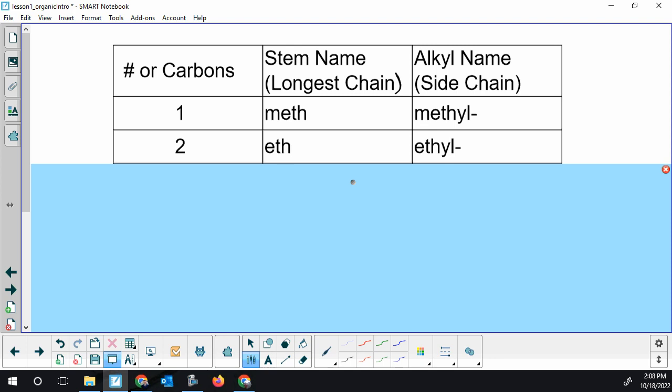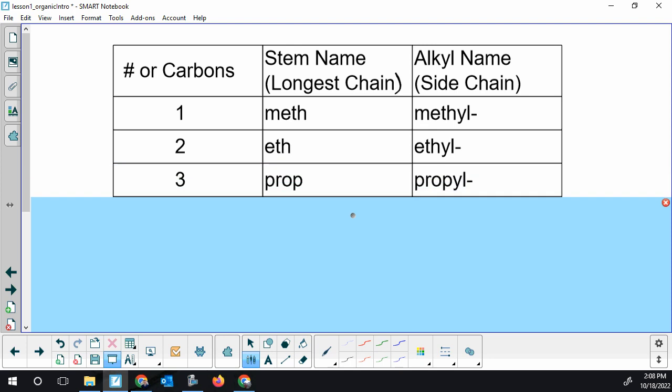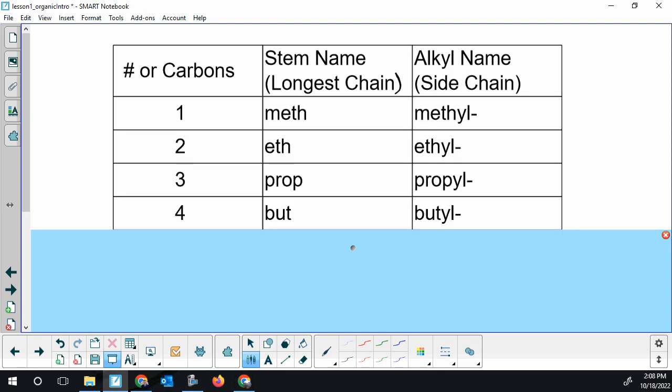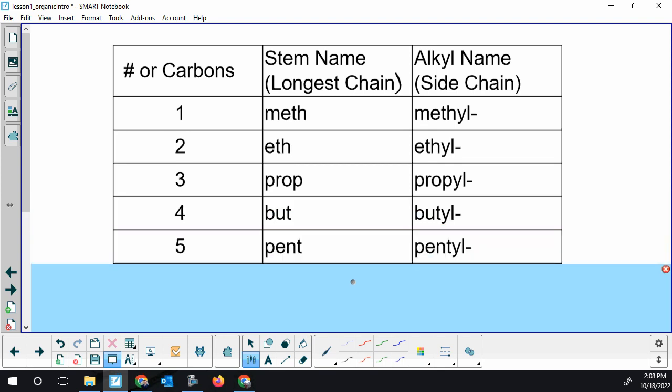If you have a barbecue at home and you go and fill up your tank with propane, you're using the prefix for 3 carbons. Propane has 3. So prop and propyl for 3 in a row, or the branch of 3. 4 is but. It's not but, it's but and butyl.